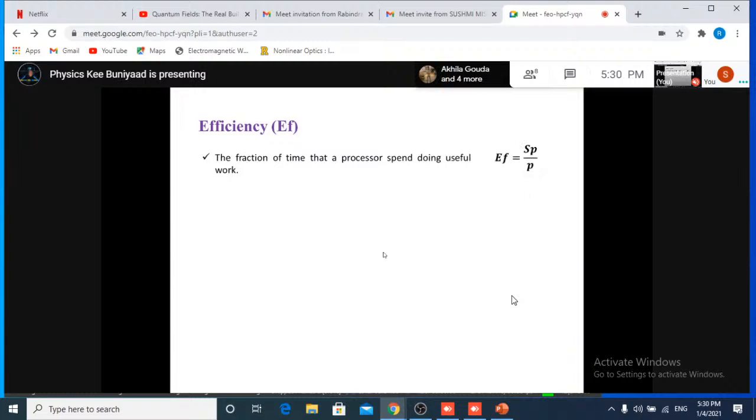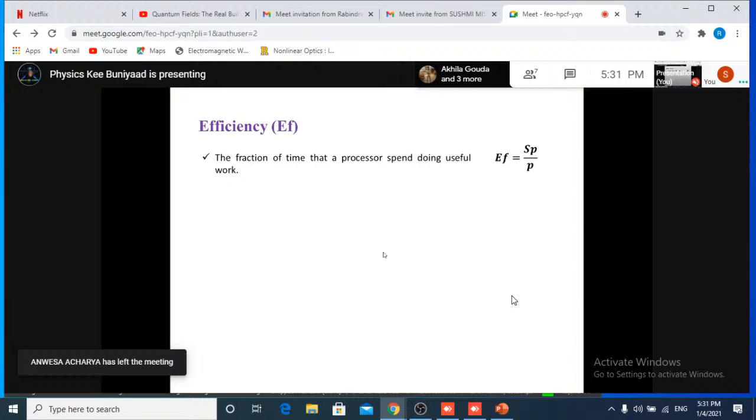So efficiency is simply calculated by dividing the total speed up by the total number of processors. Suppose the speed up is 100, and we get the speed up 100 by taking, suppose, 10 processors. Then if you calculate the efficiency, 100 by 10 will give you 10. So look at this, suppose a parallel system contains 10 processors and achieves a speed up 8-fold.